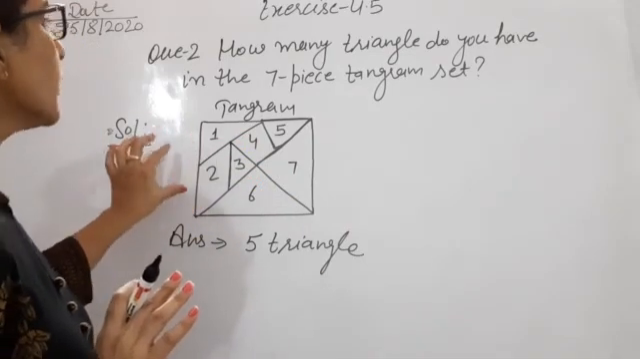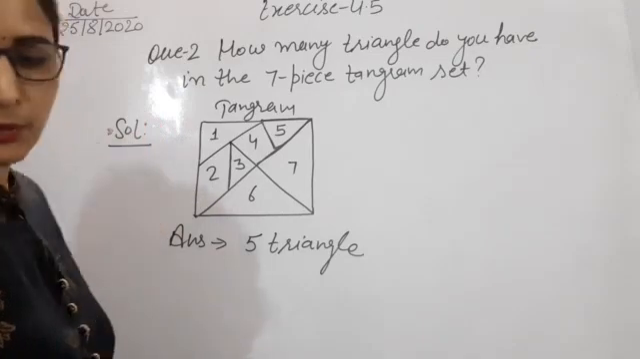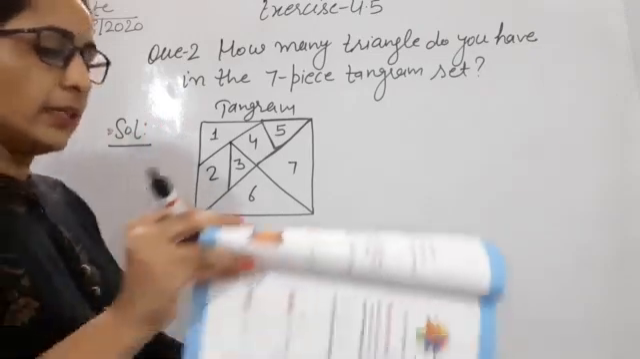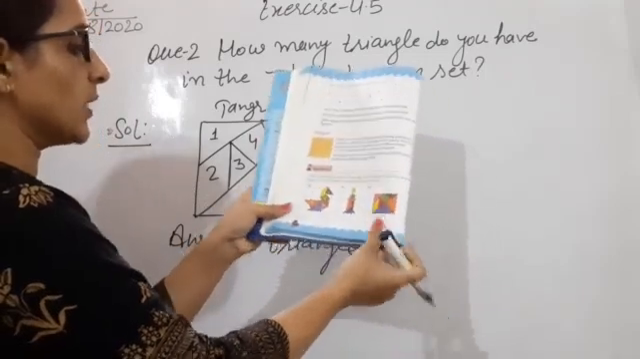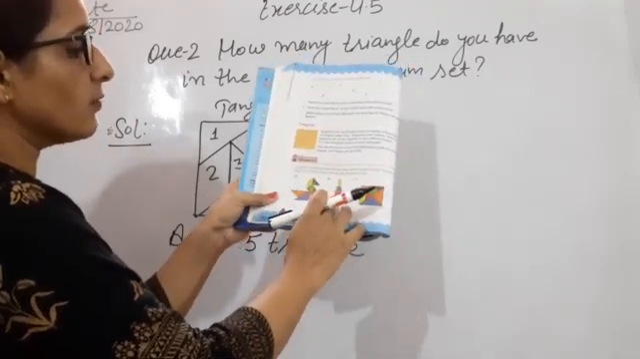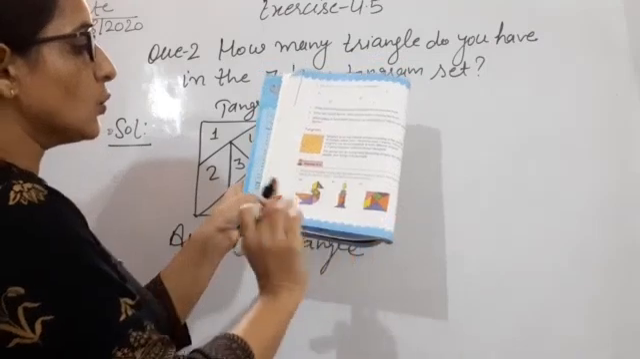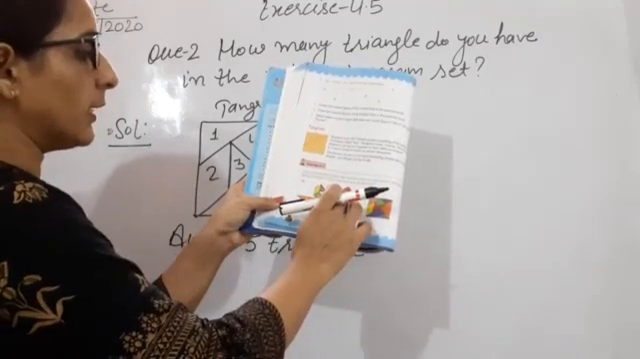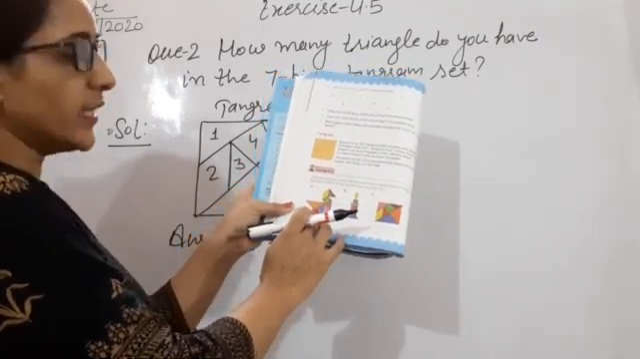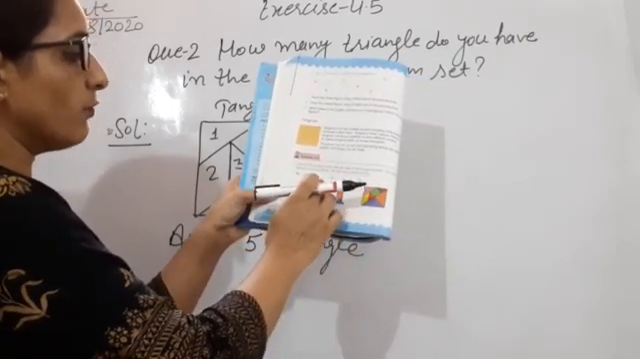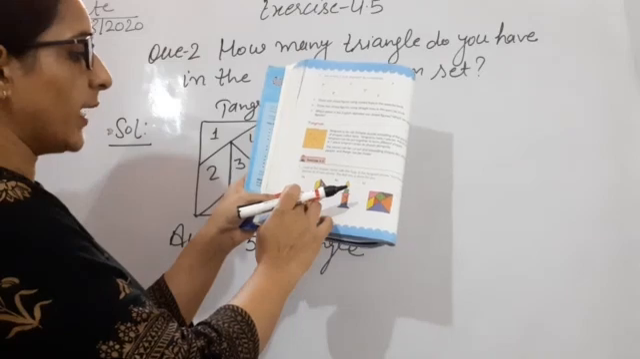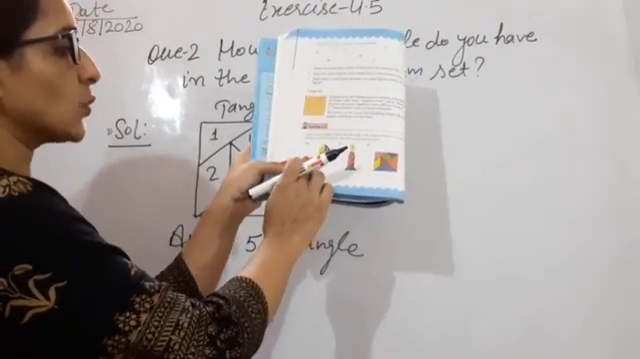Clear all of you? This is all about your exercise number 4.5. In this exercise, question number 1 is given. Look at the shapes. Here the shapes are given. You write only the number here. Clear? Identify it, and after that you give the numbers like 2, 5, 4, 3, 1, 7 and 6. You identify this one. Clear?